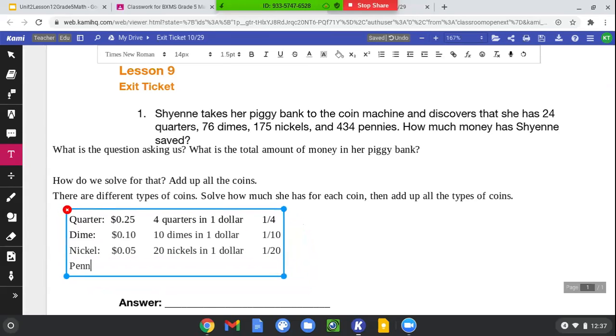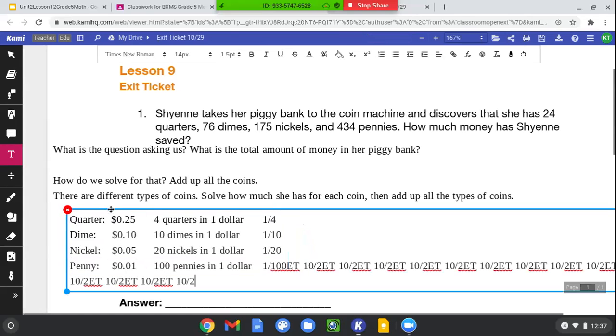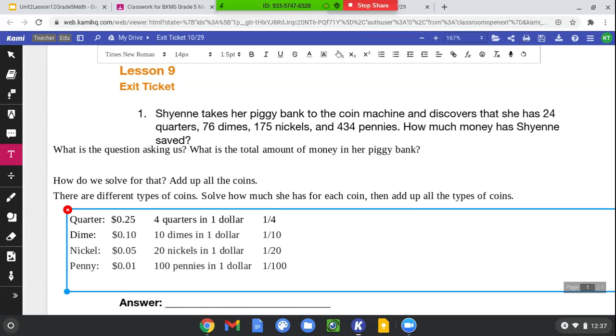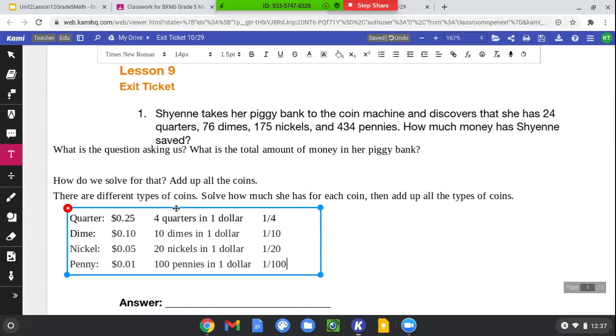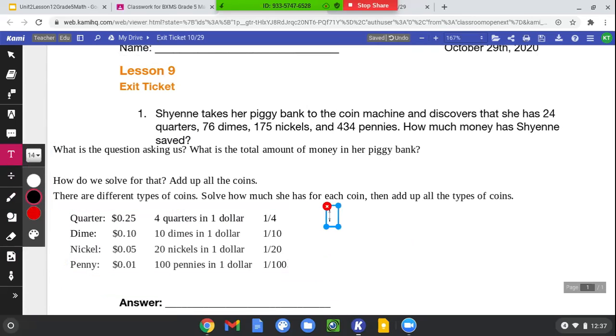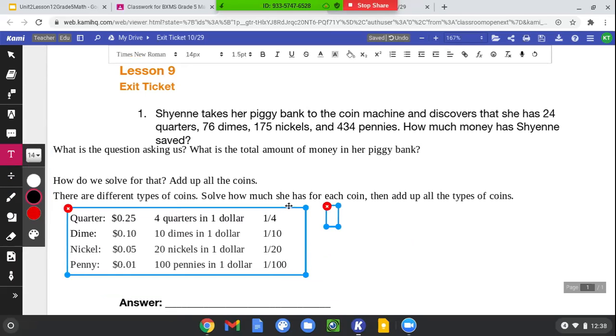And then finally, penny. 1 penny is 1 cent. 100 pennies in $1. So if you have 1 penny, you have 1 out of 100. Now let's figure out how many Cheyenne has.